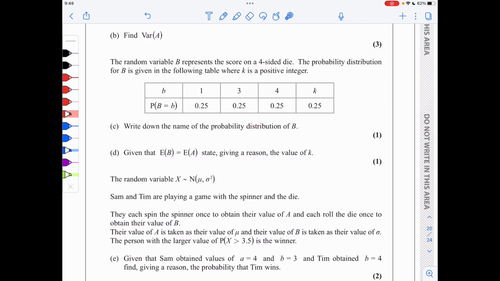The alternative is just to say that to find the expectation of B, I would be doing 1 times 0.25 plus 3 times 0.25 and so on. So it's going to be a quarter times the sum of the values.